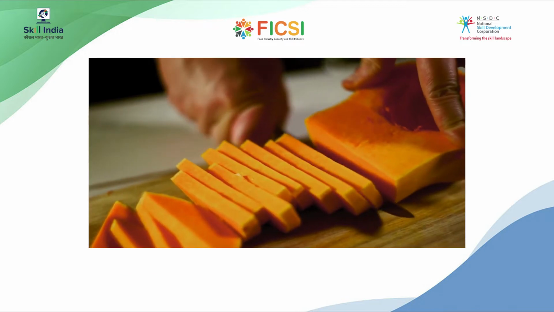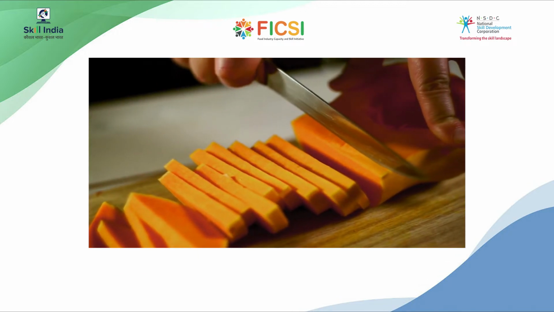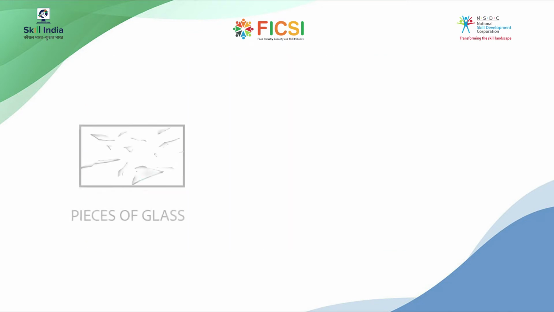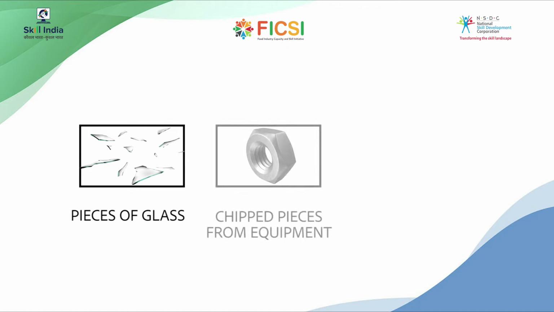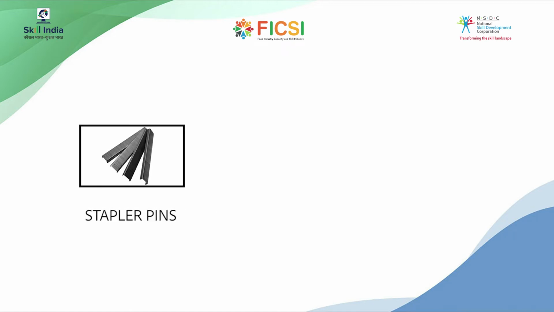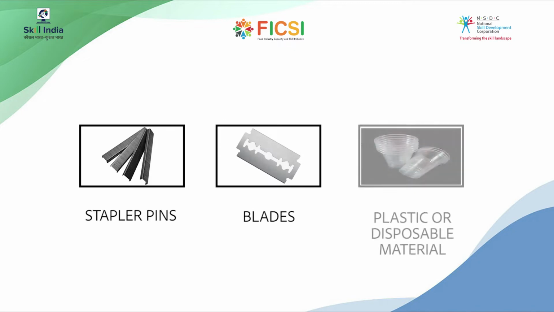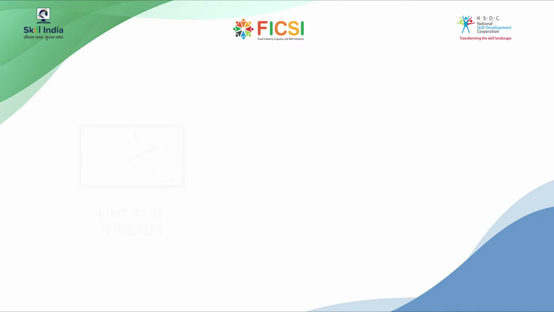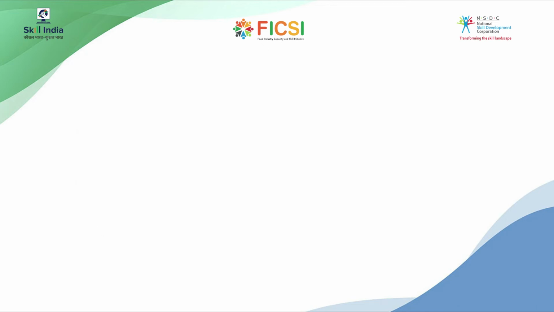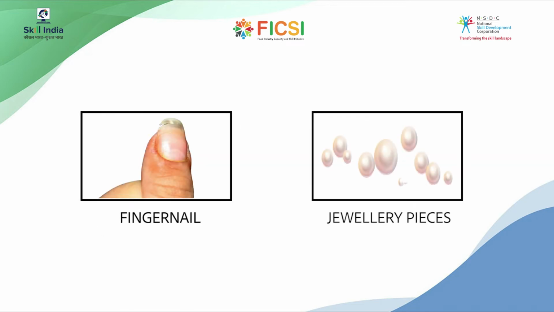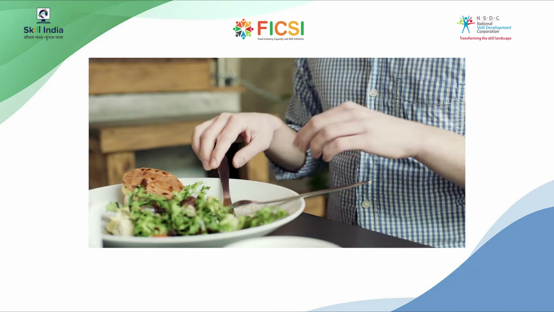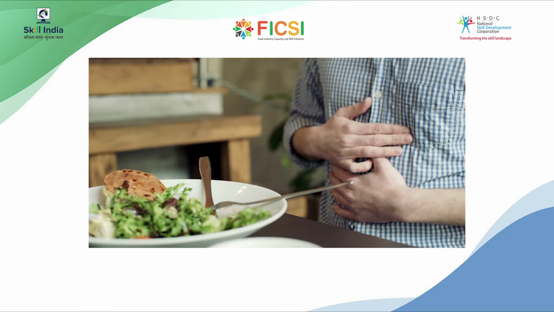Physical hazards refer to the presence of inanimate foreign objects or naturally occurring objects. These can be pieces of glass, chipped pieces from equipment, metal shavings, stapler pins, blades, plastic or pieces of disposable material, lint and threads, band-aids, hair, fingernail or jewelry pieces. Any of these items pose a serious risk of injury and a lot of care needs to be taken to eliminate them.